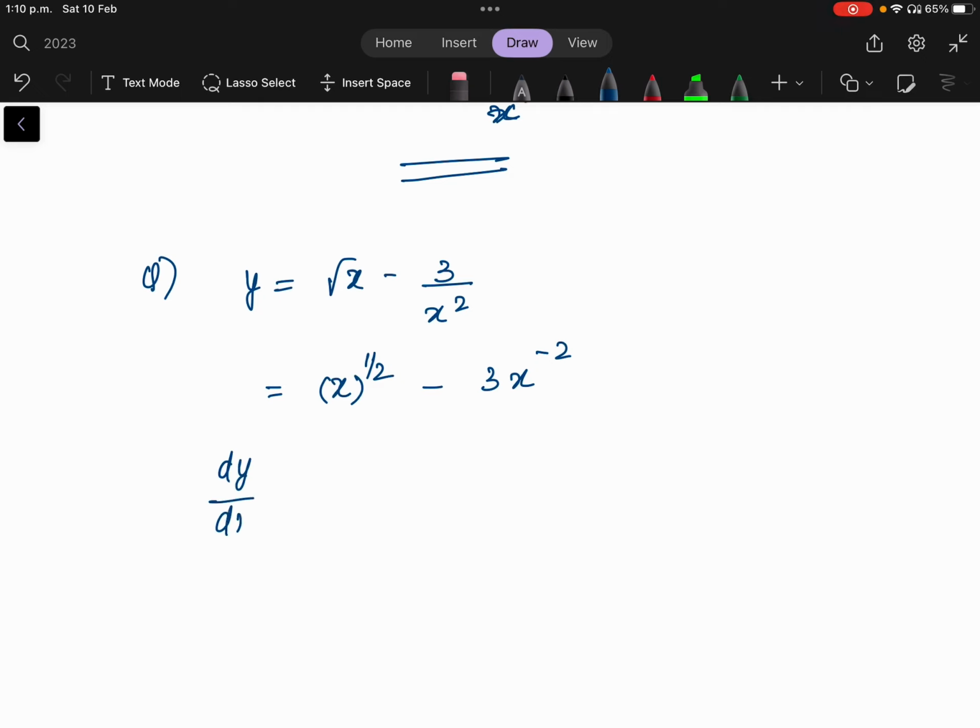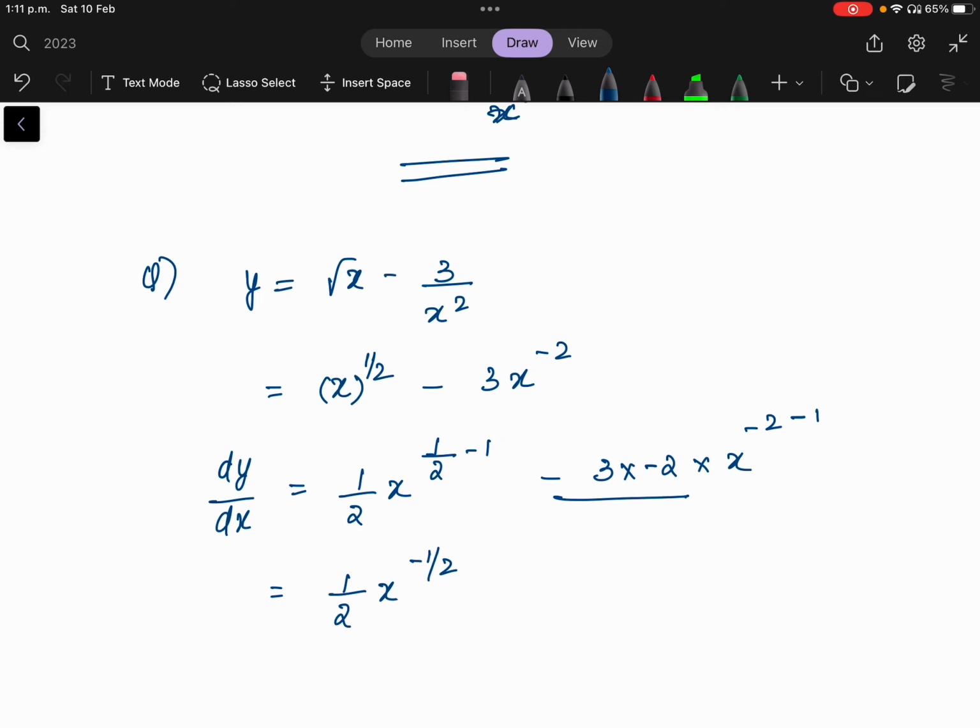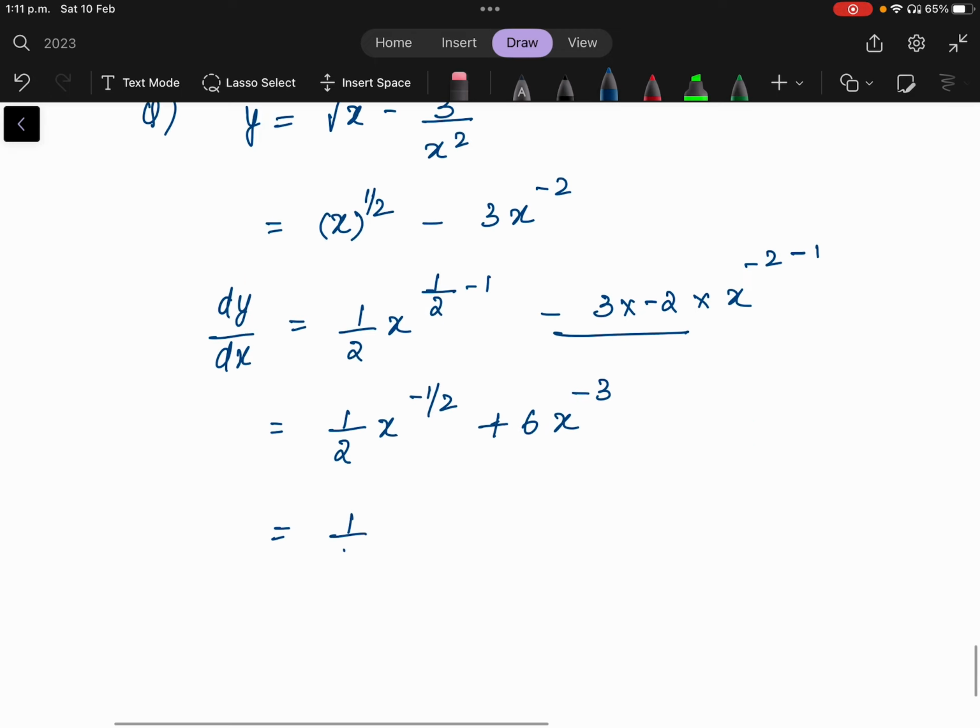And then dy by dx is equal to 1 by 2 x to the power of 1 over 2 minus 1. Then minus 3 times minus 2 times x to the power of minus 2 minus 1. So I'm just writing it in detail so that we understand. So 1 by 2 x to the power of minus 1 over 2. Then minus 3 times minus 2 will be plus 6 x to the power of minus 3. And since you have minus 3, you can write this as 1 by 2 x to the power of 1 over 2 plus 6 over x to the power of 3.